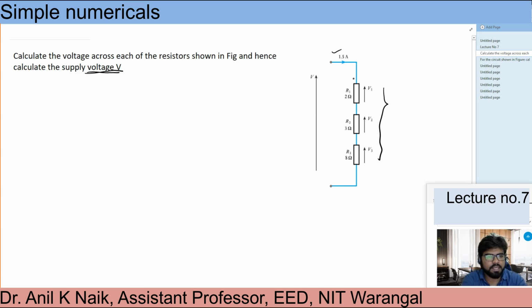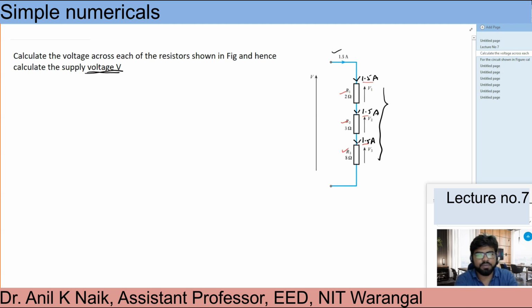The current flowing at every point here is 1.5 amperes, here also 1.5, and here also 1.5. Why is 1.5 amperes flowing in every element? Because these three resistors are connected in series.